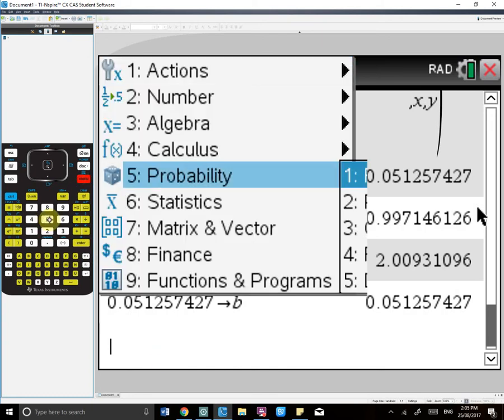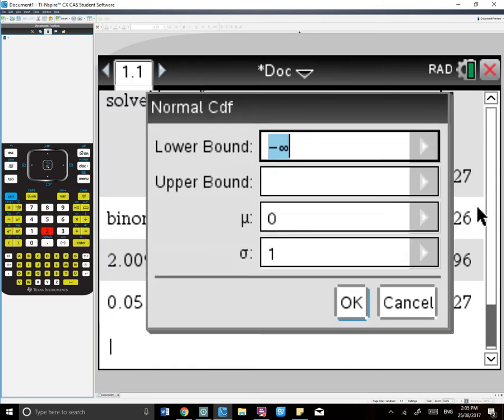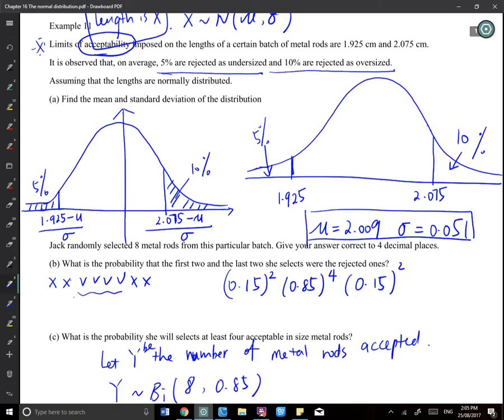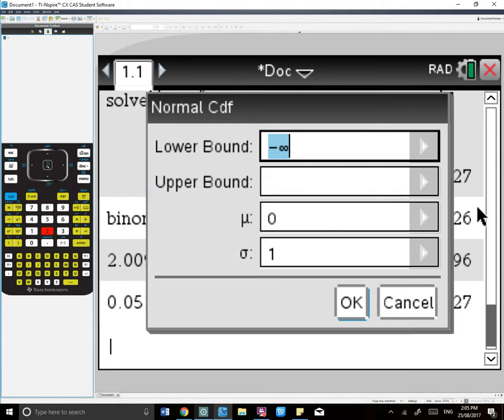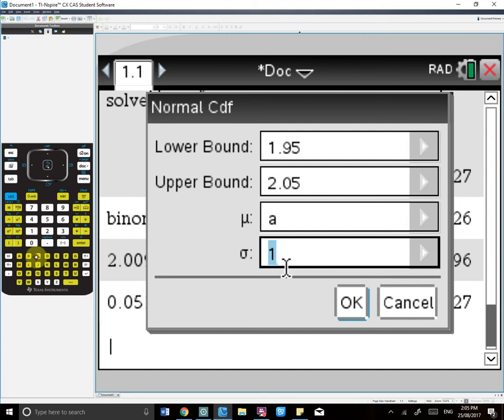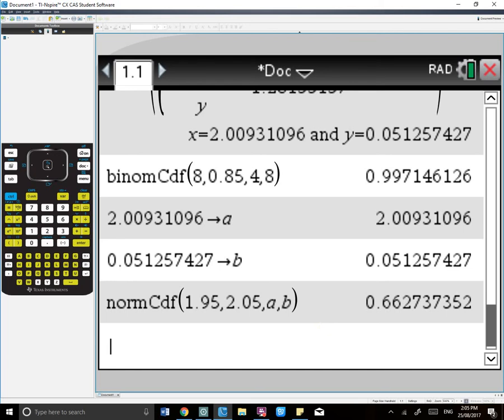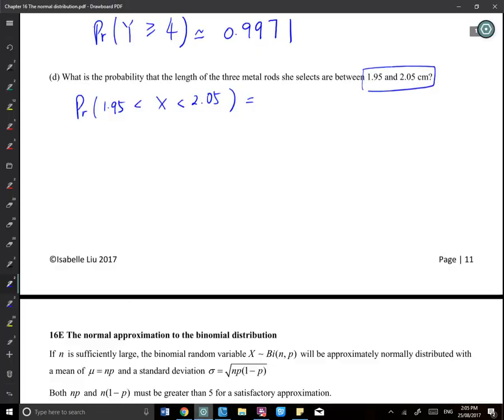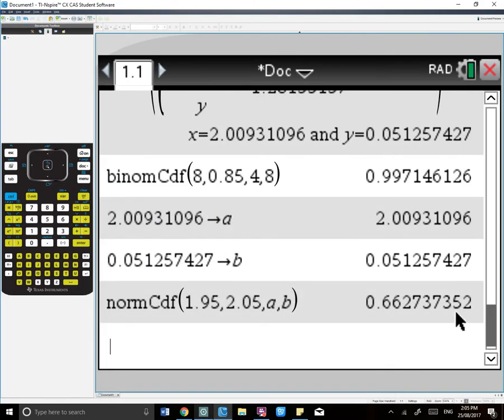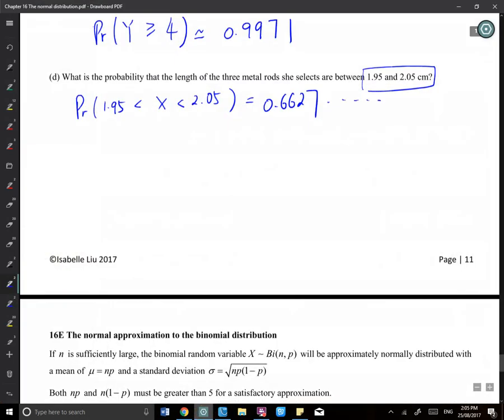So I go menu 5 5 2. I forgot again, my God. 1.95. Too many numbers. I should have a note next to me next time. 2.05. Mu is A. Okay, given A, and the standard deviation is B. Press OK. Okay, that directly shows you the probability. 0.6627, something like that. 0.66272737. Okay, just keep going like that.